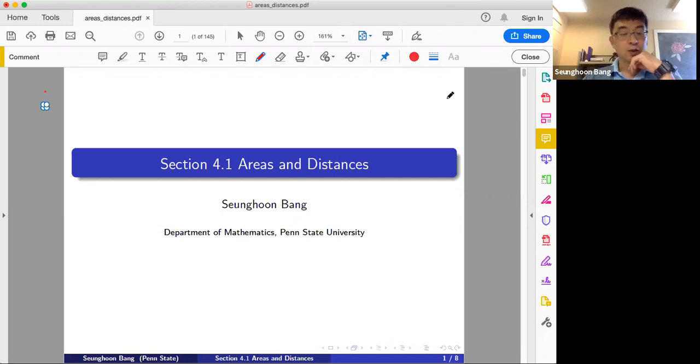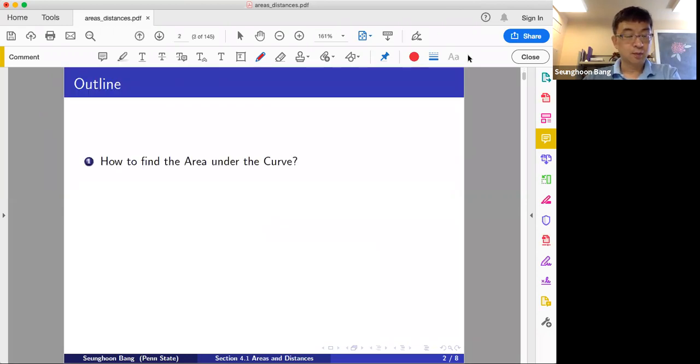Hey, today I want to talk about section 4.1, the areas and distance. It's like an outline. So I want to talk about how we can find the area under the curve. Second one, I will give examples.